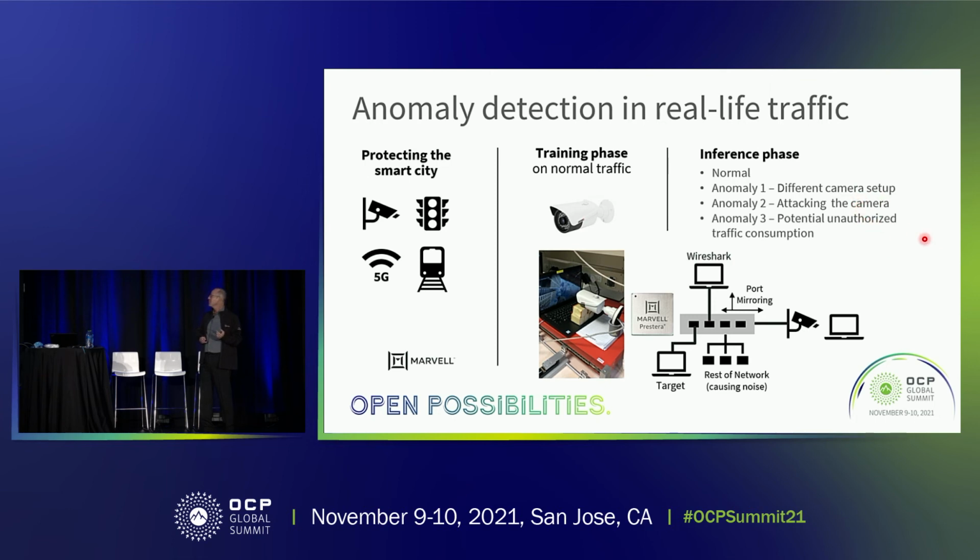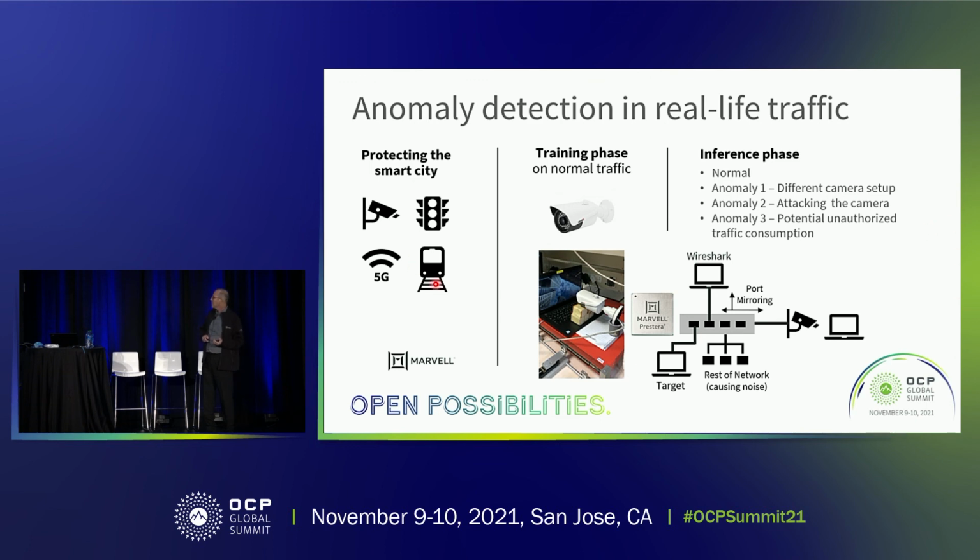For the first anomaly, we changed the setup of the camera. We changed the resolution and the video quality. And this can mean somebody has tampered with the camera and changed something intentionally or unintentionally. For the second type of anomaly, we tried to send traffic to the camera that is not intended, like login attempts. This is maybe something, again, trying non-authorized attempts that are not part of the normal traffic. And third, we tried to consume more video streams out of the camera, maybe sending it to a client that was not part of the normal traffic.